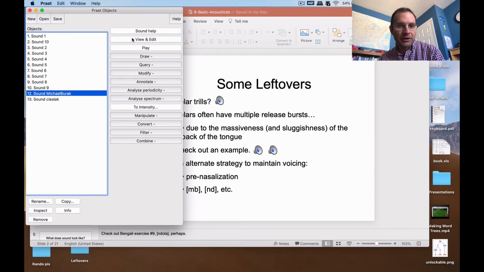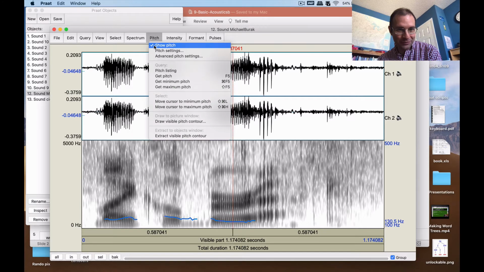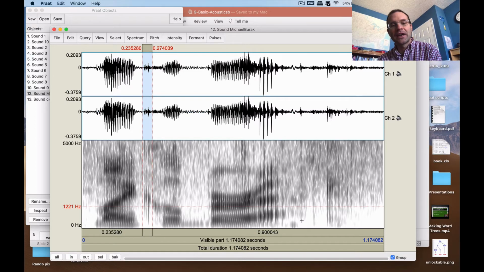So if I go to Michael Burak, it's a little bit of a noisy recording, but he's got multiple release bursts for both of his Michael Ks. And you can see this here, and we're going to lead in today to start understanding what we're actually seeing in these acoustic records of speech. Here is the K in the middle of his first name. This is the spectrogram view. This is the waveform view. And you can see these little spikes in the spectrogram. Each one of those is a release burst. And so he's kind of got a velar trill, multiple velar releases there.